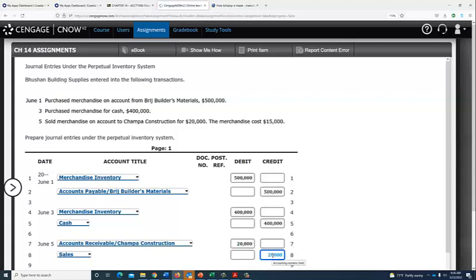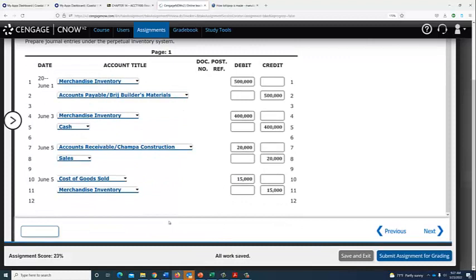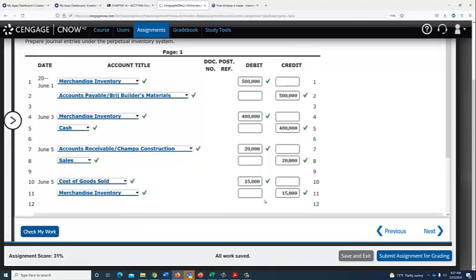Under the periodic method, this would be the only entry, but since we're using the perpetual method, we need to move this merchandise out of inventory into cost of goods sold because we don't have the inventory anymore. It was sold. So we'll increase cost of goods sold by $15,000 and then decrease our merchandise inventory by $15,000. So the merchandise inventory is very active. We increase it when we make purchases, and then we decrease it when we make sales. Okay, I guess let's check my work.